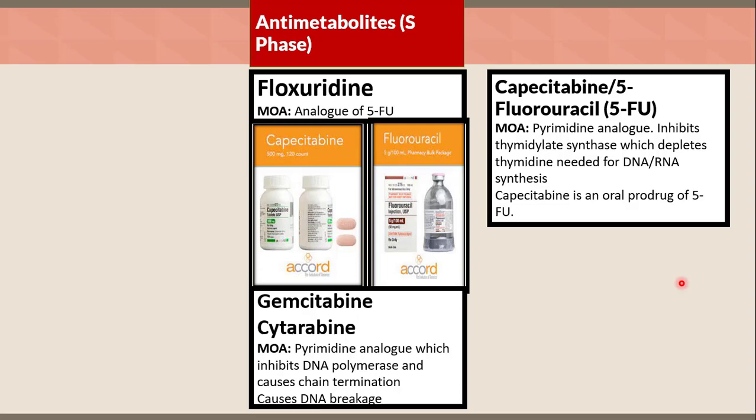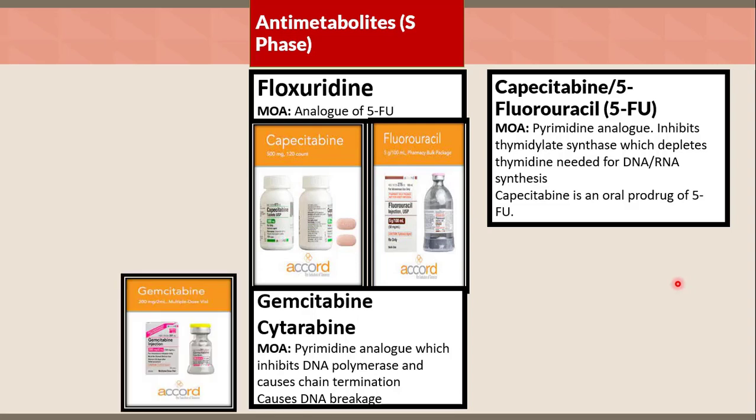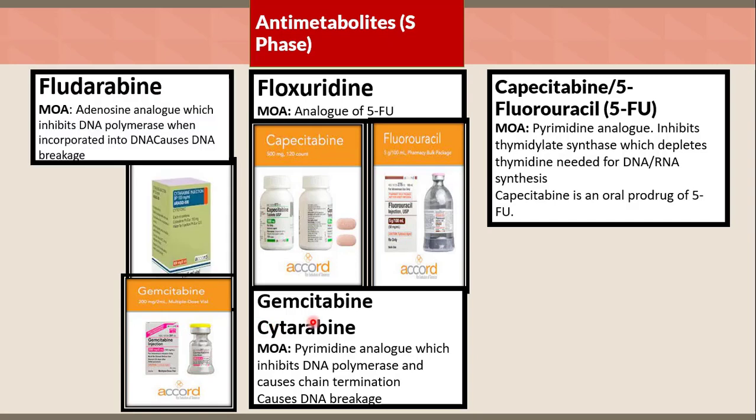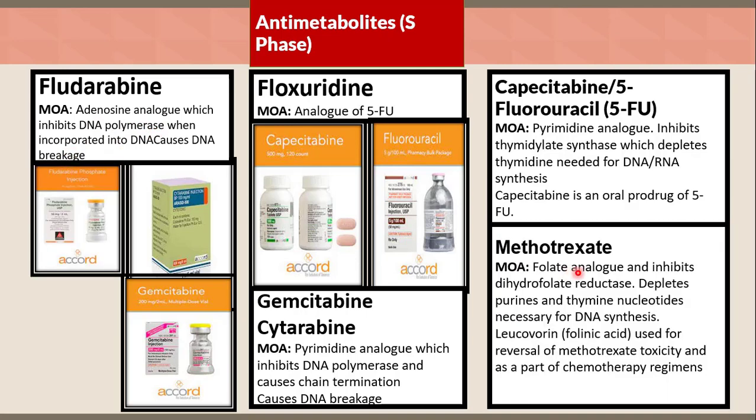Pyrimidine analog, which inhibits DNA polymerase and causes chain termination and DNA breakage. Fludarabine, adenosine analog, which inhibits DNA polymerase and, when incorporated into DNA, causes DNA breakage. Methotrexate, folate analog, inhibits dihydrofolate reductase and depletes purine and thymidine nucleotides necessary for DNA synthesis. Leucovorin, folinic acid, is used for reversal of methotrexate toxicity and as a part of chemotherapy regimens.